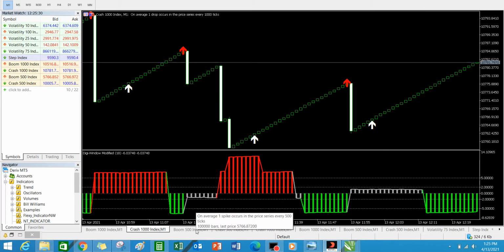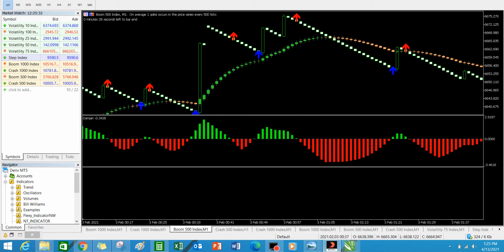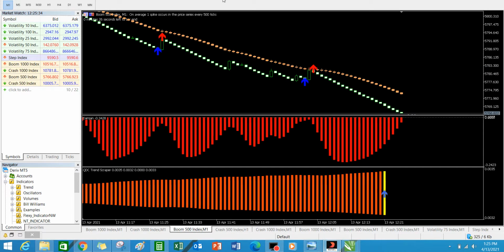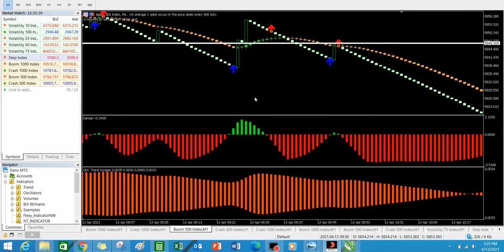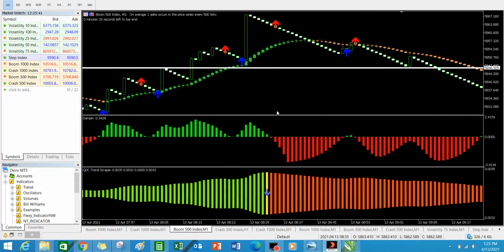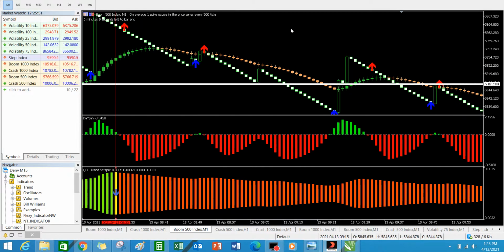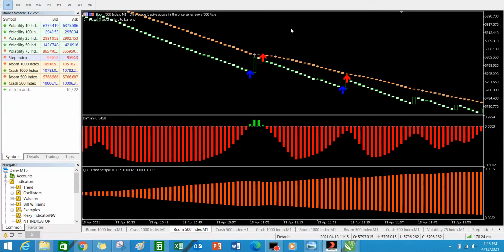Let's check out what is happening with Boom 500 using the QDC scraper indicator. At the moment, Boom 500 is on downtrend. It's been on a very long downtrend starting from here. That is why I said when you use the QDC scraper indicator, you will know the beginning of the trend, and if you can target it, then you can be in the market for a very long time, especially if you have enough trading capital.